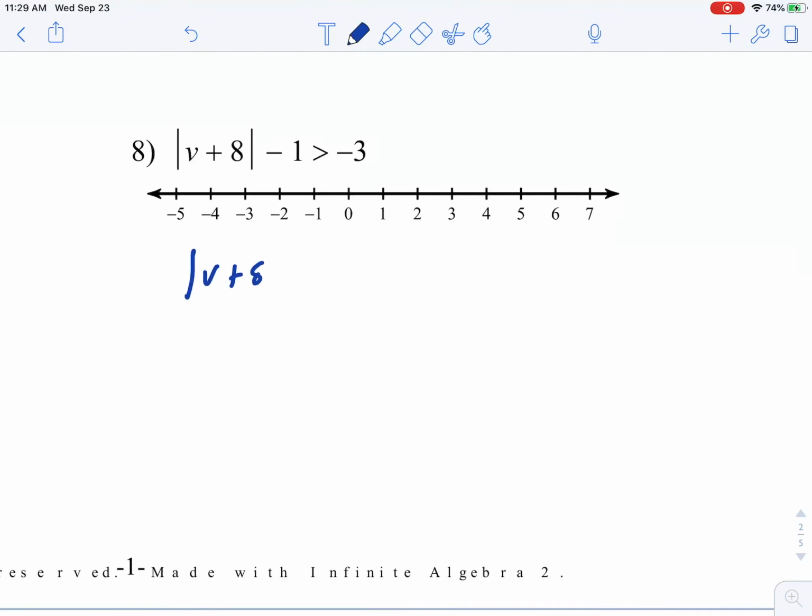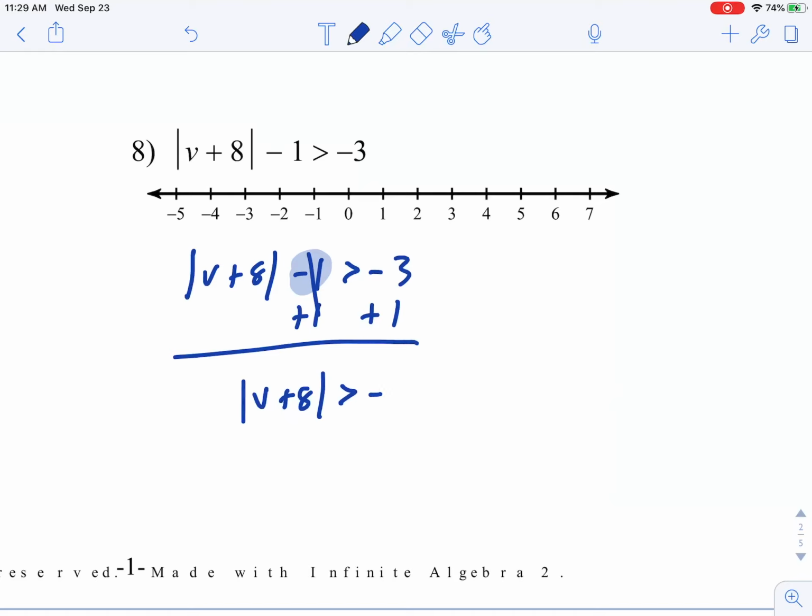Absolute v plus 8 minus 1 is greater than -3. Again, we do have a number that's not inside the bars, so I do have to add it to bring it over to the other side. Absolute v plus 8 is greater than -2.